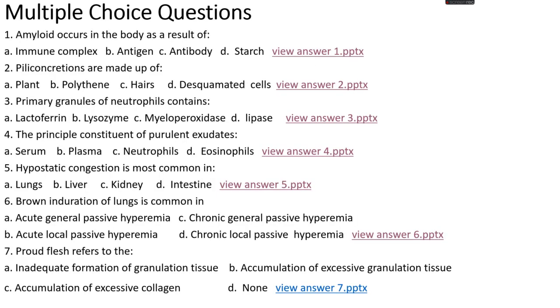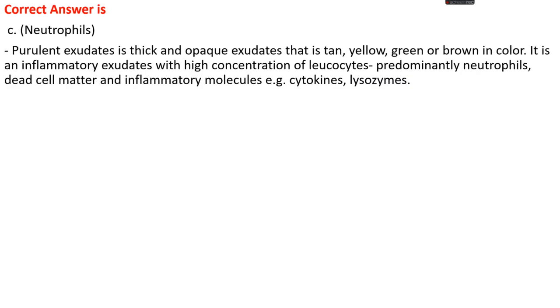Question number 4. The principal constituent of purulent exudate is option A serum, option B plasma, option C neutrophil, option D eosinophil. The right answer is option C, that is neutrophil. Purulent exudate is a thick and opaque exudate that is stained yellow or green or brown in color. It is an inflammatory exudate with a high concentration of leukocytes, mainly neutrophils, and it also contains dead cell matter, inflammatory molecules like cytokines, lysozymes, etc.